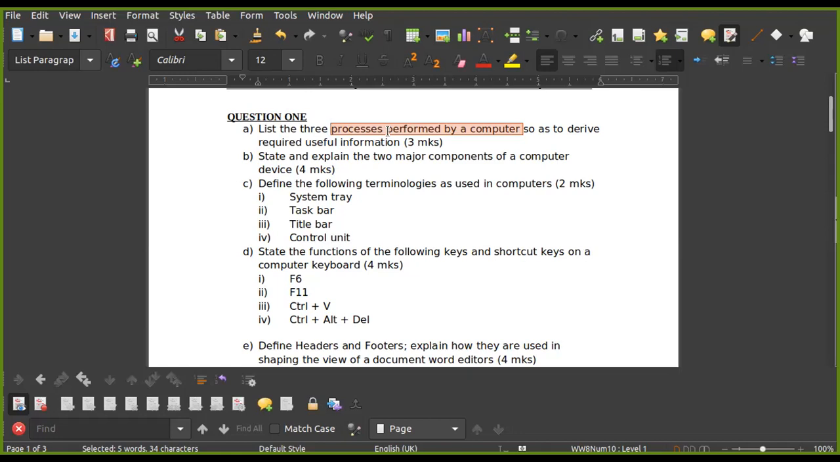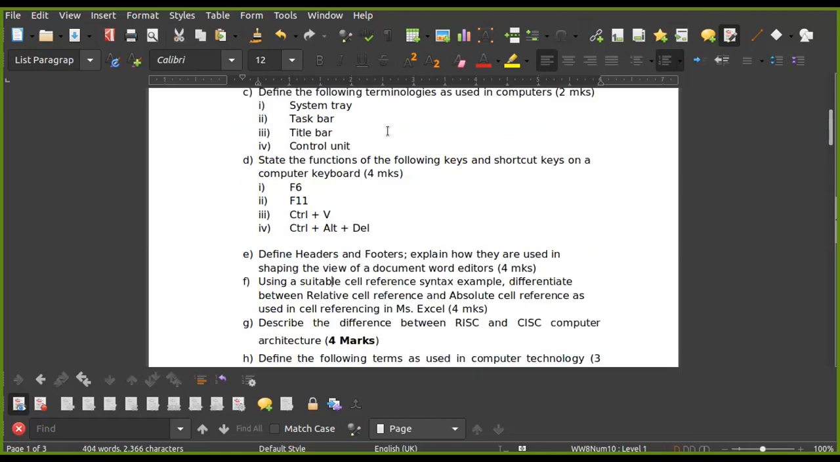The last two, Control V, I think you know what that means, and the Control Alt Delete, that is also another one, and I think you also know what it does. If you don't, then implement it and see what happens.